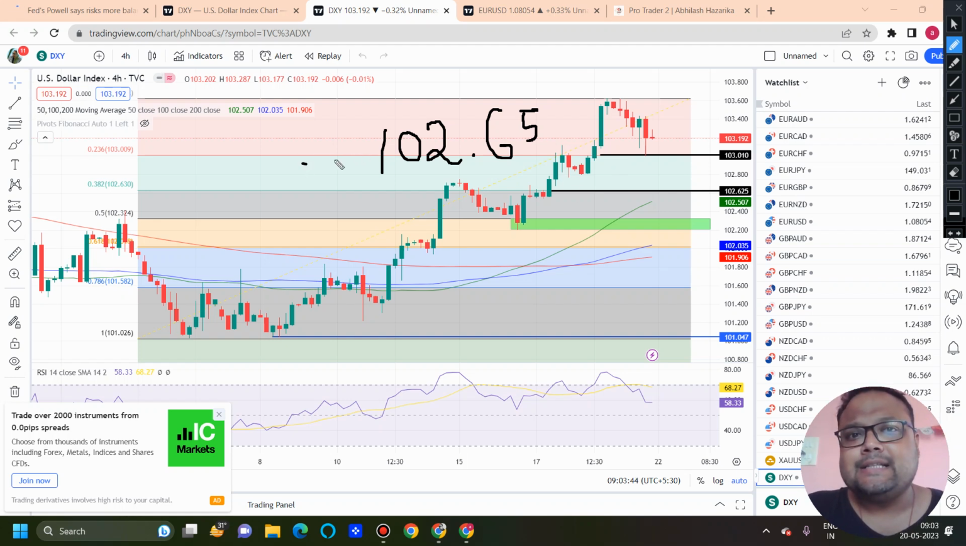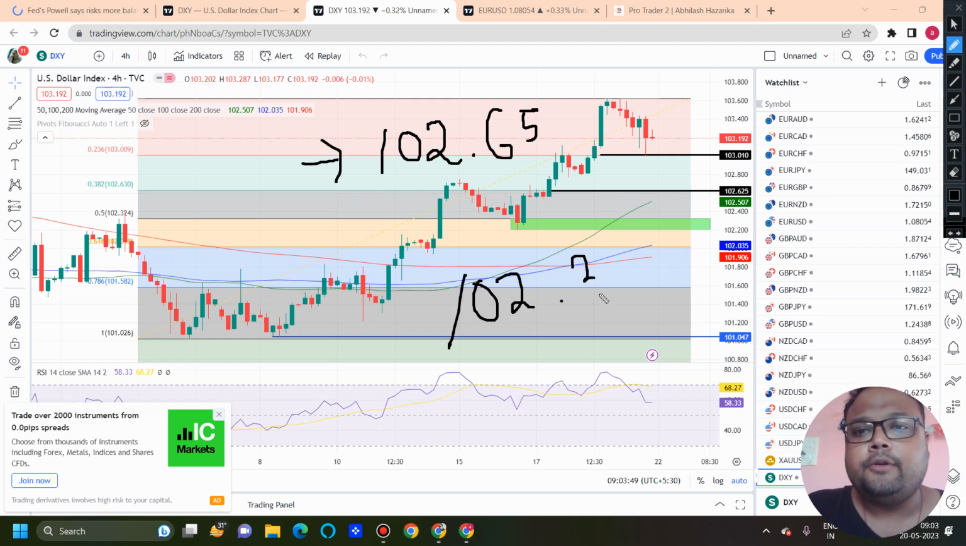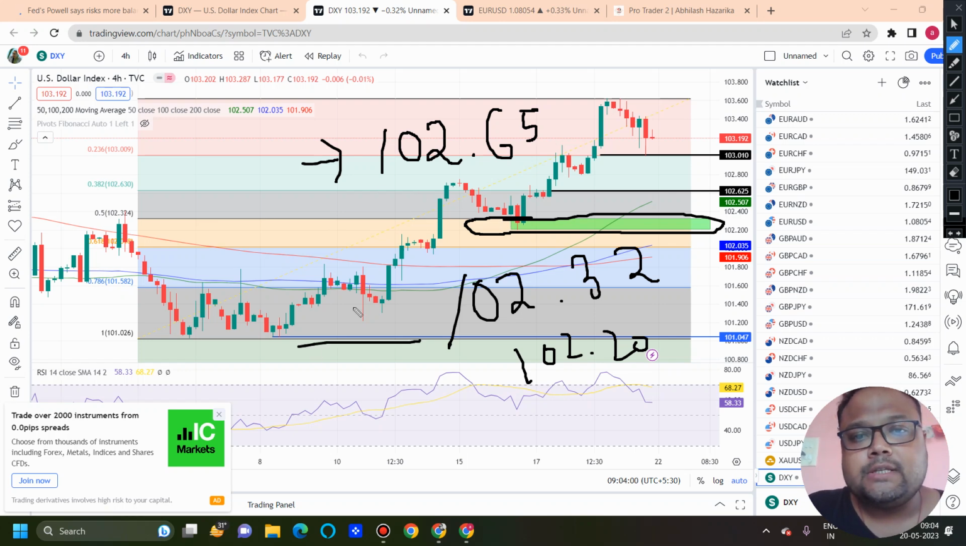In case this level fails, we have the strongest support around 102.32 to 102.20, because we have Fibonacci 50% retracement around the area, as well as previous support. So these are the two levels that we need to keep our eyes on if the correction on DXY continues, because yesterday Federal Reserve Chairman Jerome Powell clearly stated that they have not made any decision yet. So there may be some changes on the chart of DXY.